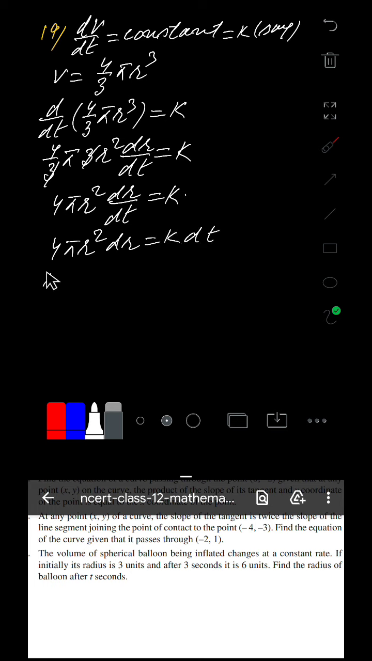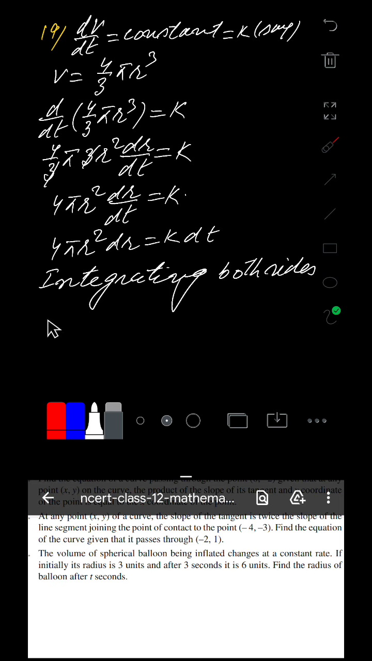Now integrating both sides, on the left hand side we have 4 pi r cube upon 3, and on the right hand side we have kt plus c, where c is the constant of integration. Let it be equation number 1.